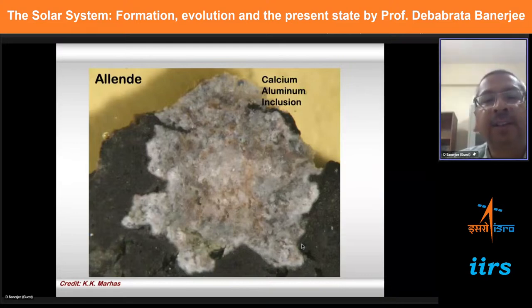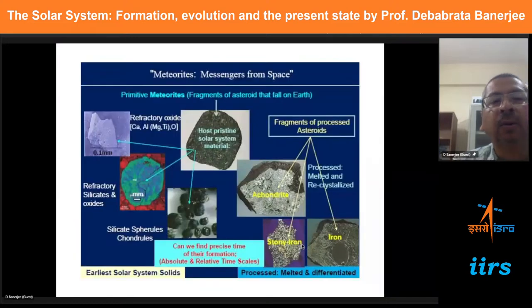So this is a carbonaceous chondrite. This is Allende. This is the largest one, in fact, that fell in Mexico. And you can see a calcium aluminum inclusion inside Allende, right? The size is not labeled here, but this is one of the first condensates in the early solar system. And this is highlighted here.